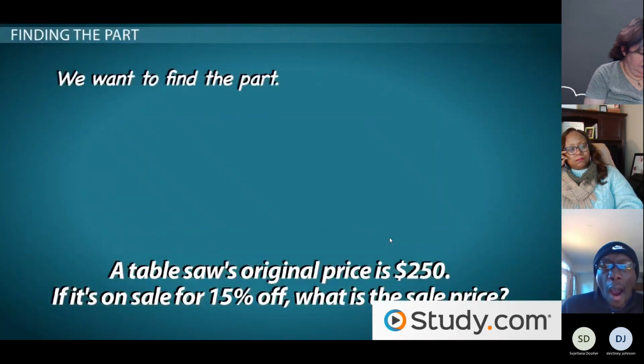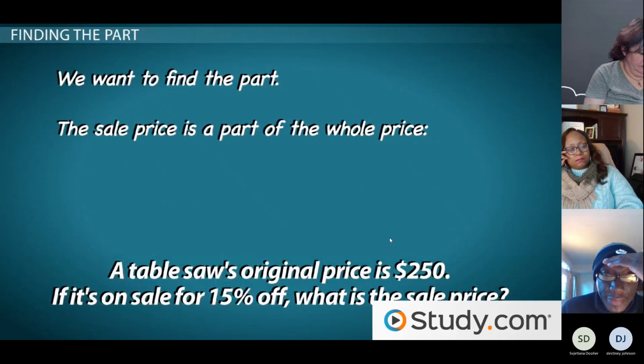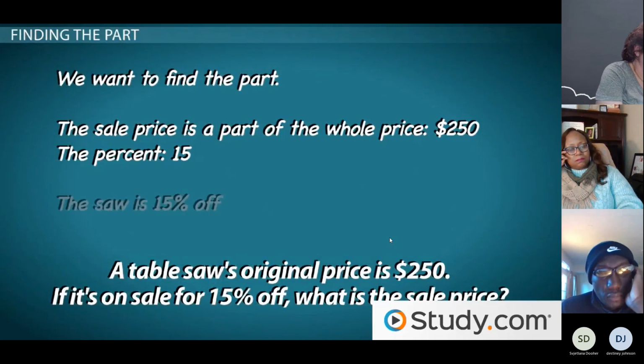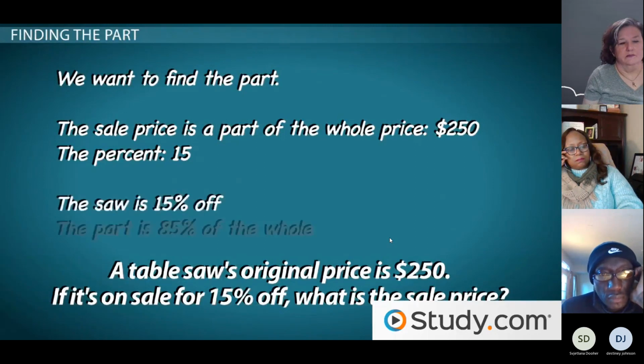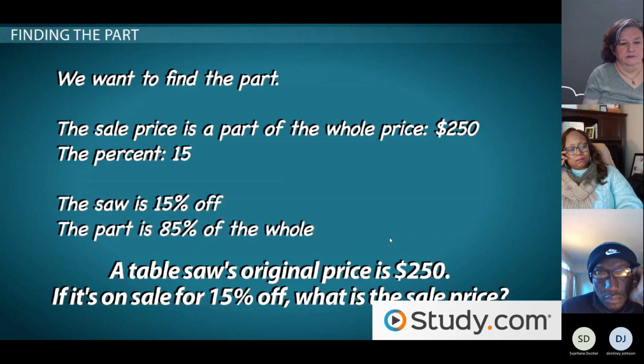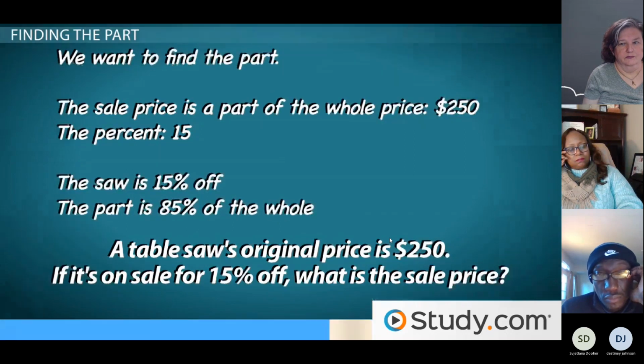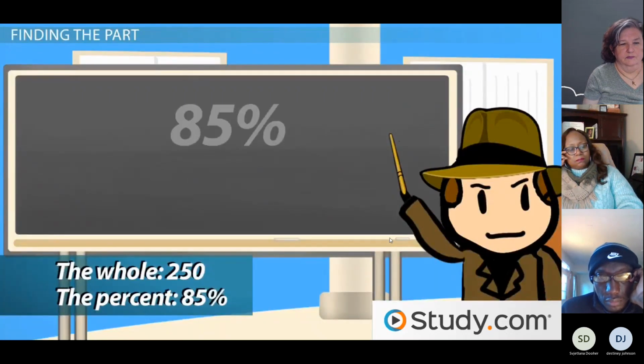This time we want to find the part. The sale price is going to be a part of the whole price, which is $250. We know the percent, 15. But be careful. The saw is 15% off, so the part we're trying to find is 85% of the whole. Okay, with that in mind, we could set up two fractions again, but there's another, simpler method.